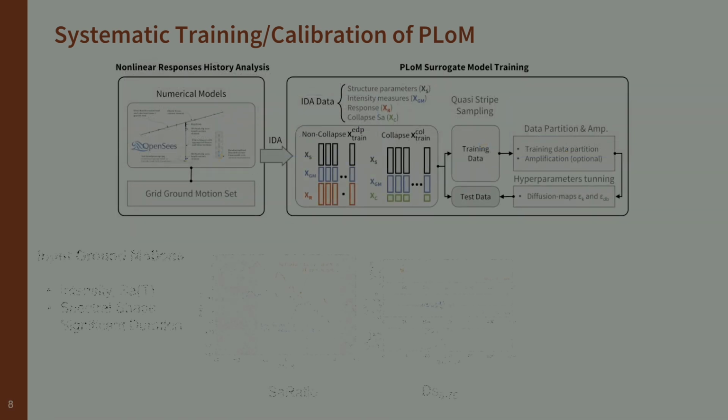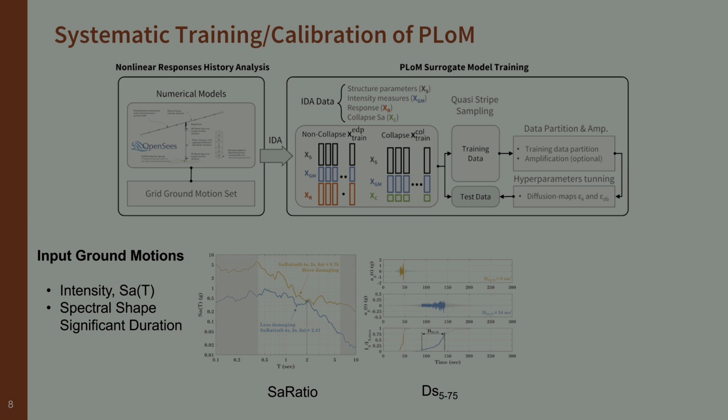The next step: we have that 600 training data. We want to subject them to ground motions, and here we're going to do incremental dynamic analyses with a set of ground motions applied to those 600 models. But for the input ground motions, we want to characterize them, of course, in terms of indices, intensity measures.